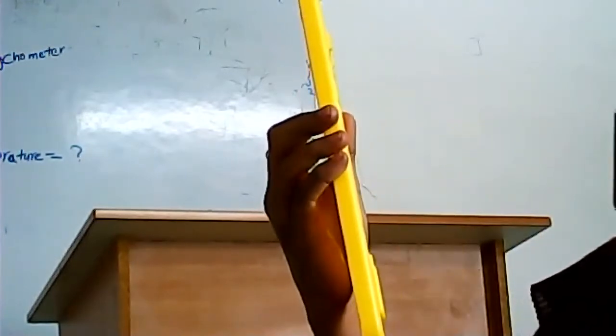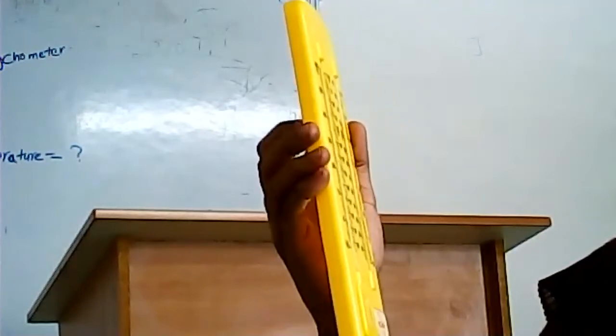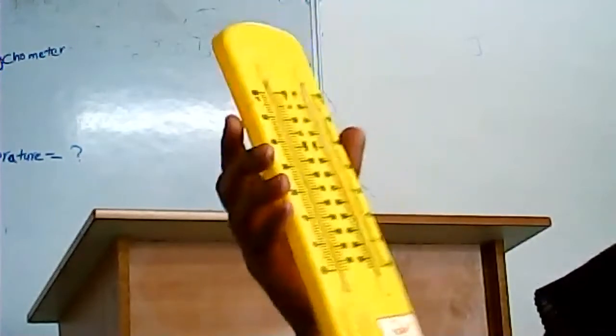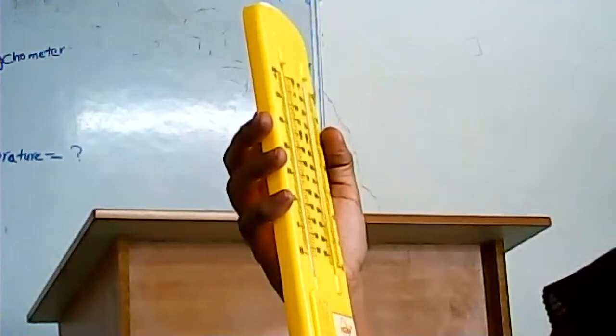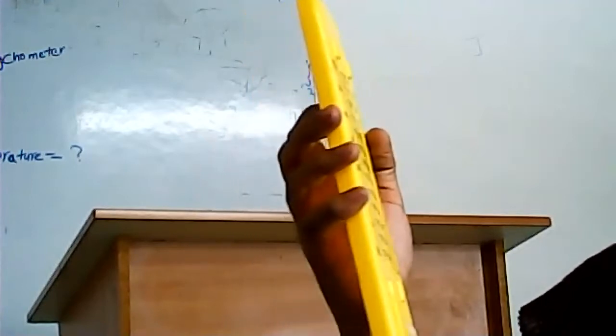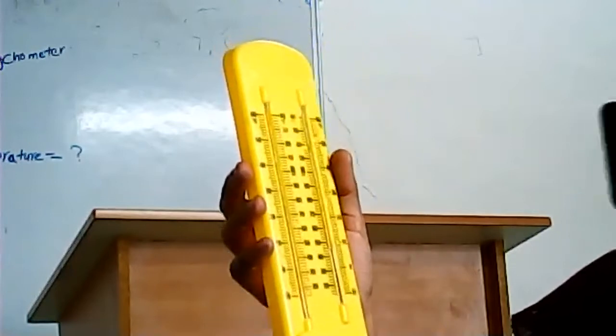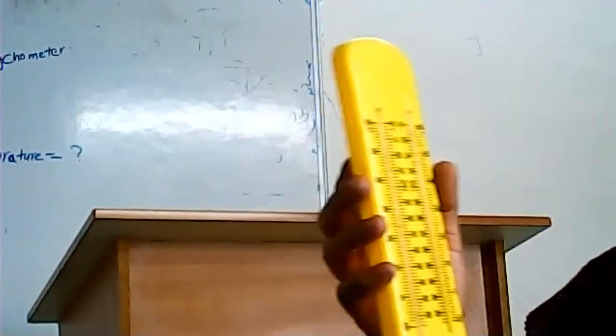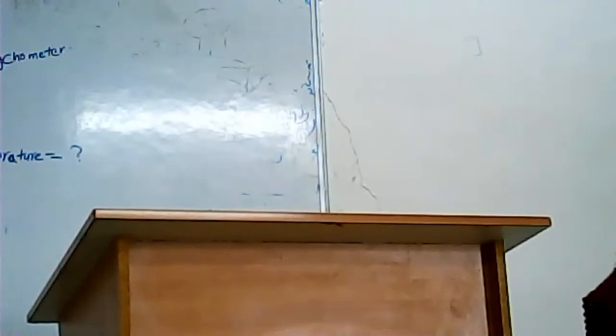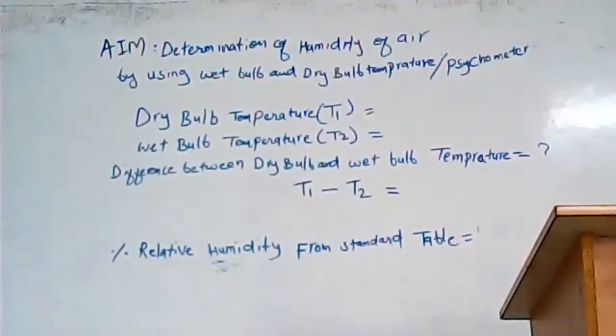The dry thermometer is showing a reading of 27 degrees Celsius and the reading of the wet bulb thermometer is 26 degrees Celsius. So we will record it 3 times. I am taking 3 readings and noting them down on the board. So I have taken 3 readings and now I am calculating the average of the 3 readings.